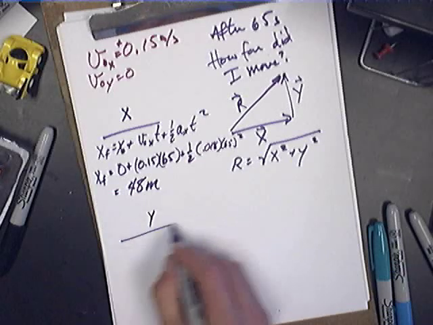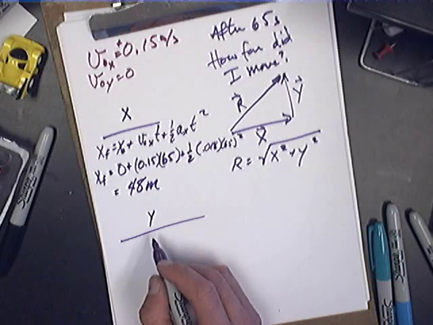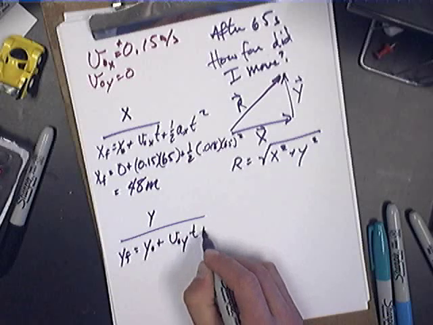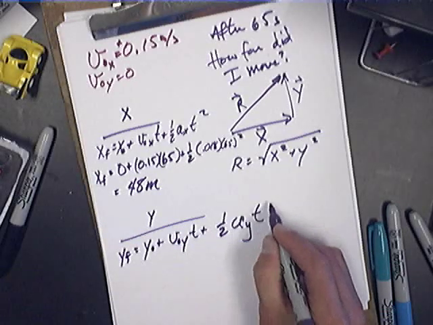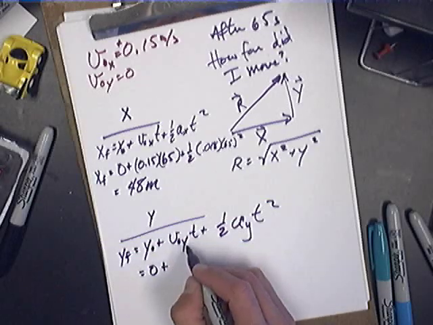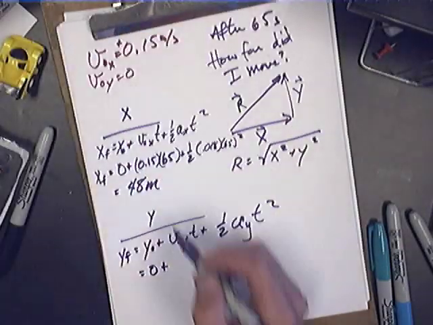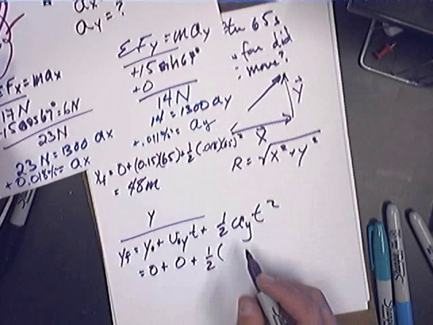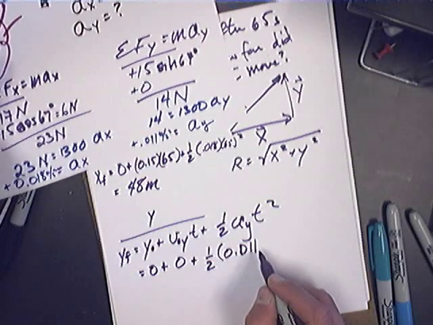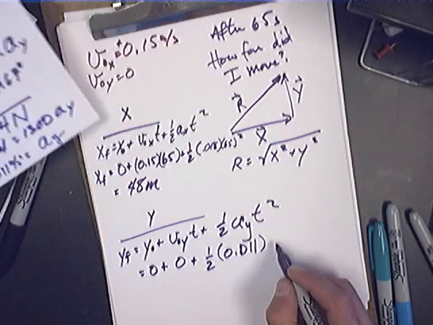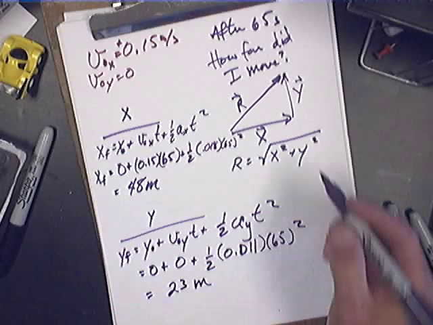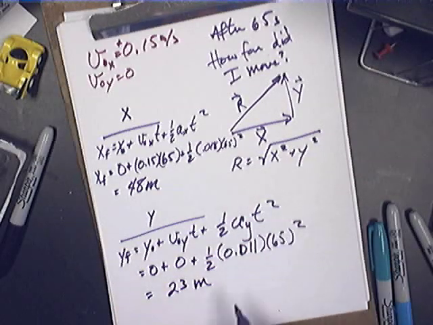In the y direction, somebody may want to double check me on that one. Let's keep going. Y final equals y initial plus v naught in the y direction times t plus 1/2 the acceleration in the y direction, t squared. 0 plus v naught in the y direction. My initial speed in the y direction is 0. Plus 1/2 my acceleration in the y direction, which is 0.011, times t squared, 65 squared. This ends up giving me 23 meters.